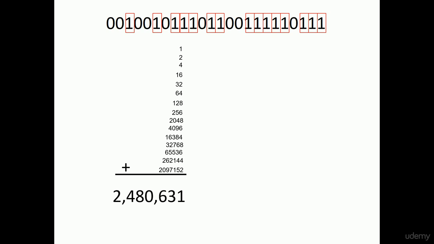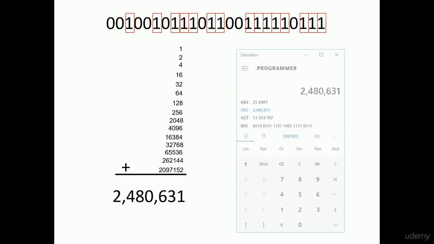2,480,631. This big number at the top is actually 2,480,631. If you don't believe me, pause the lecture, pull out the calculator on Windows, type in 2,480,631, switch it to programmer mode, and look at the bin or binary number at the bottom. You'll notice, if you take time, that this is the number we have typed at the top.